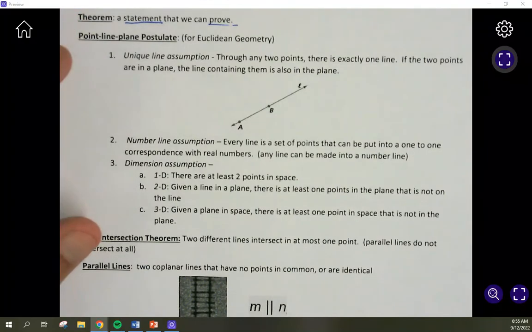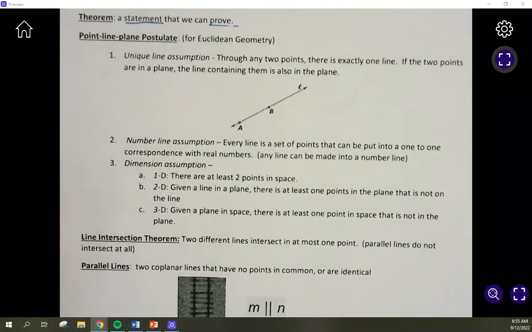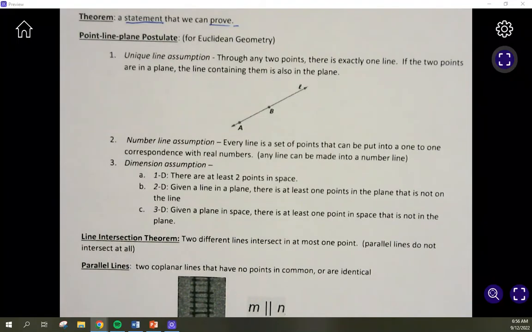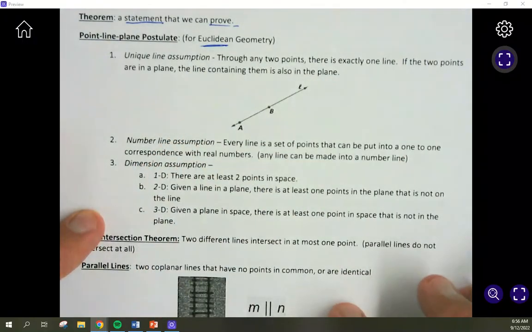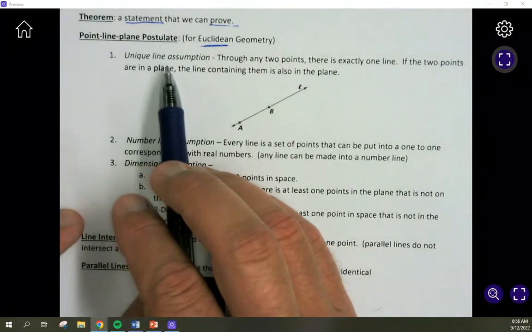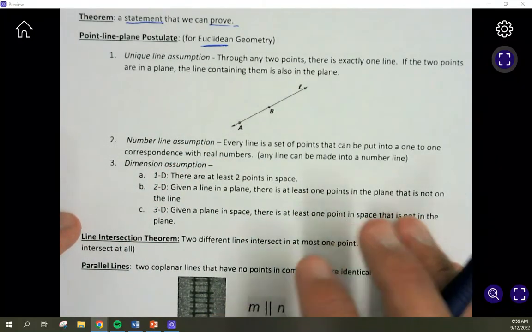And so referring back to the big idea, the point, line, plane postulate has a couple different points here to talk about. The first one is called your unique line assumption. Again, these are assumptions, things that we can assume to be true. It says, and again, this is just for Euclidean geometry. We've talked about the other ones, graph theory and discrete. So in unique line assumption, through any 2 points, there's exactly one line.